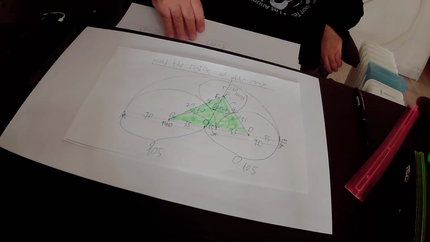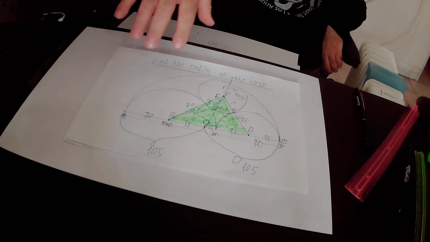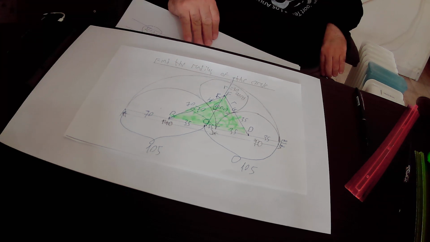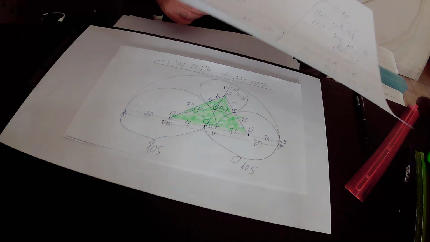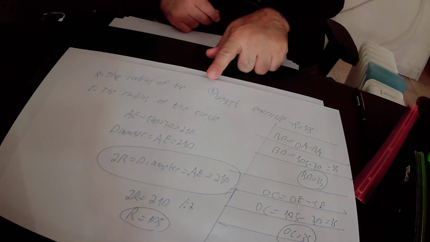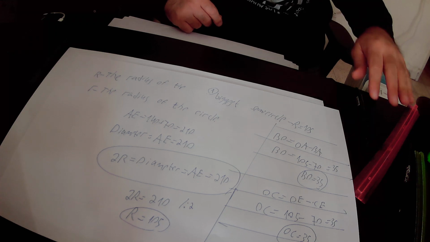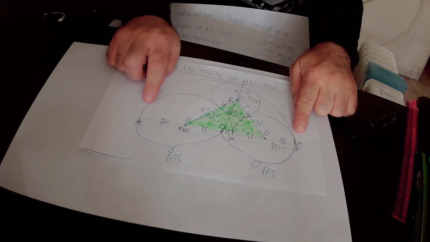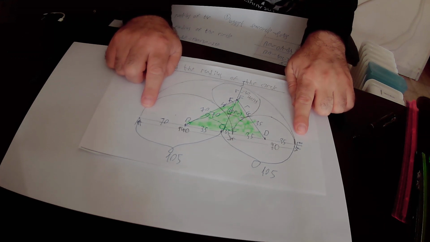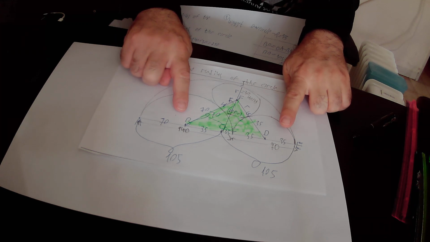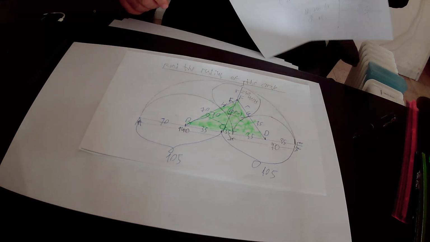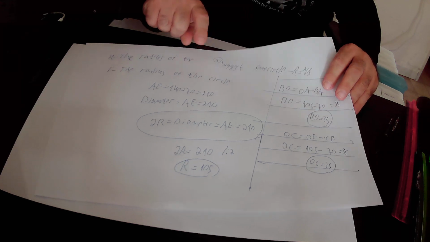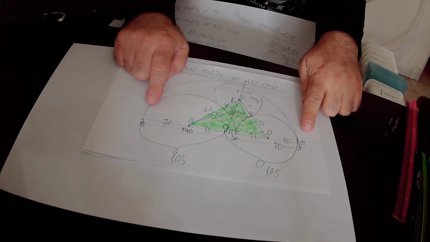In the next step, we define the radius of the biggest semicircle as capital R, and the radius of the small circle as small r. Capital R is the radius of the biggest semicircle, and small r is the radius of the circle. But it is actually given in the question that the length of line segment AE is 70 plus 140. AE equals 140 plus 70, that is 210. So the length of line segment AE is 210 units.